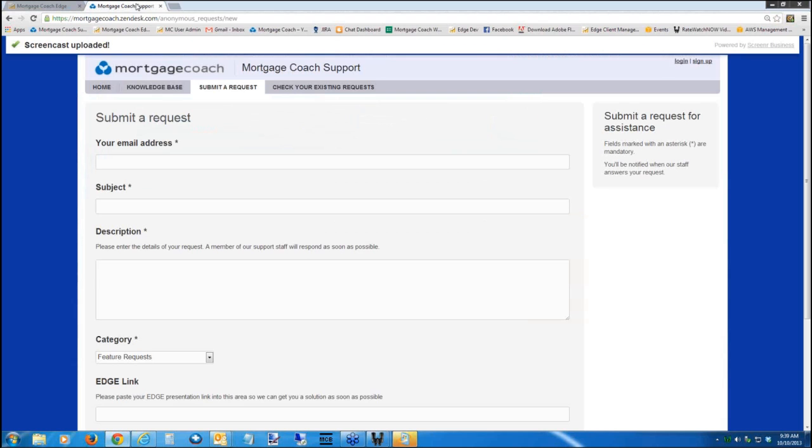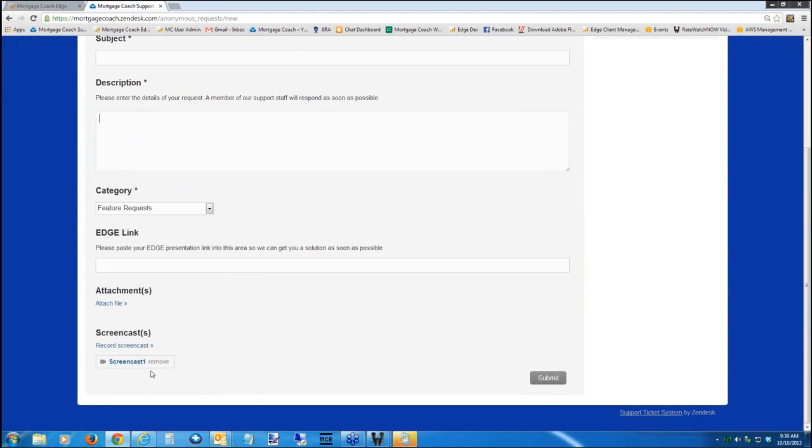All right, so once this is done, back on my ticket, you can see that I've now got a screencast attached here. Once I hit submit, this is going to go over to our ticketing system, and we'll be able to see your screencast. And in fact, we can respond with a screencast to you.